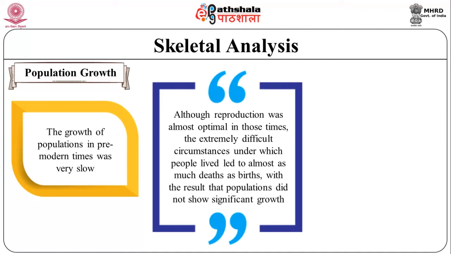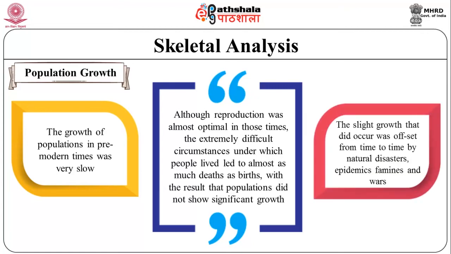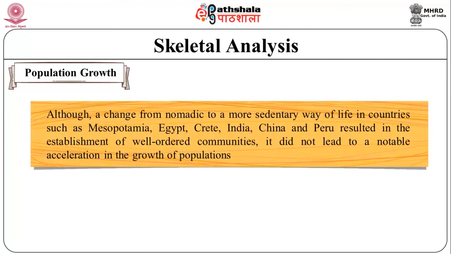Although reproduction was almost optimal in those times, the extremely difficult circumstances under which people lived led to almost as much death as birth, with the result that the population did not show significant growth. The slight growth that did occur was offset from time to time by natural disasters, epidemics, famine and wars. Although a change from a nomadic to a more sedentary way of life in countries such as Mesopotamia, Egypt, Crete, India, China and Peru resulted in the establishment of well-ordered communities, it did not lead to a notable acceleration in the growth of the population.